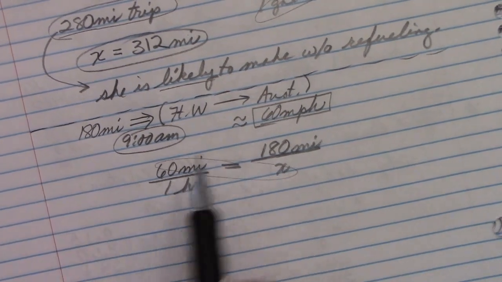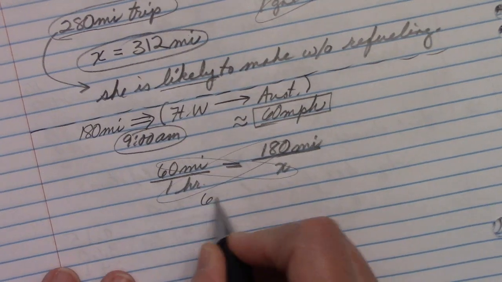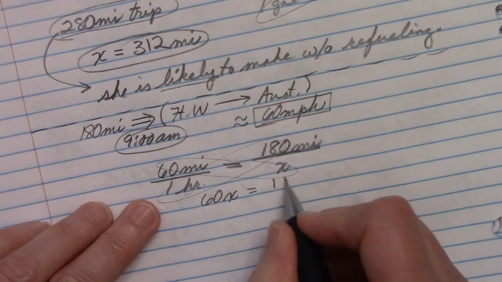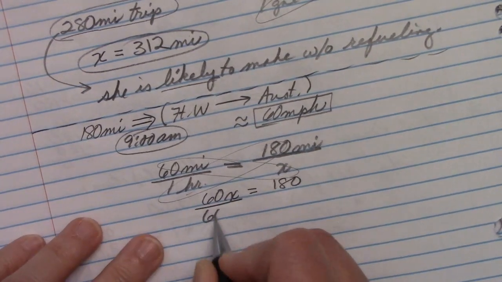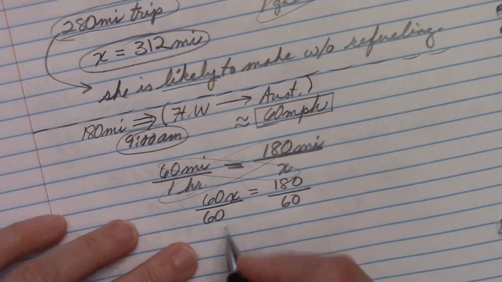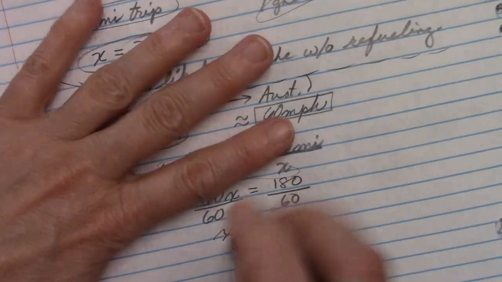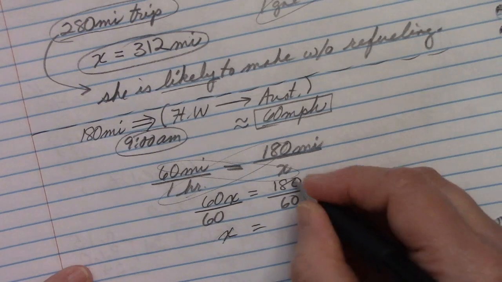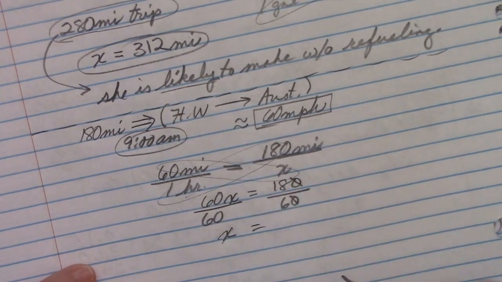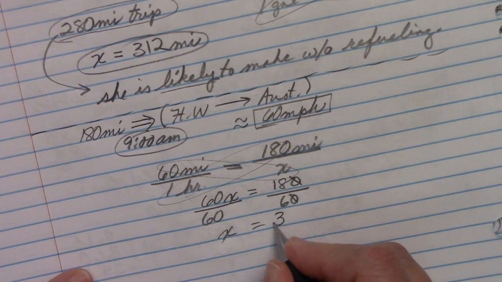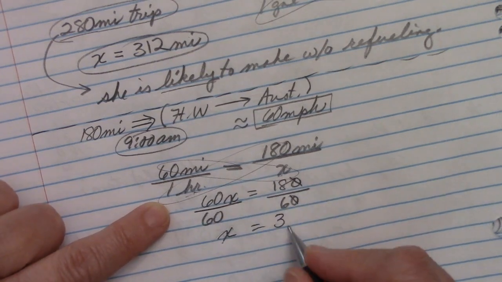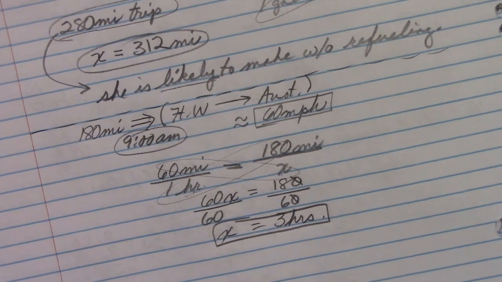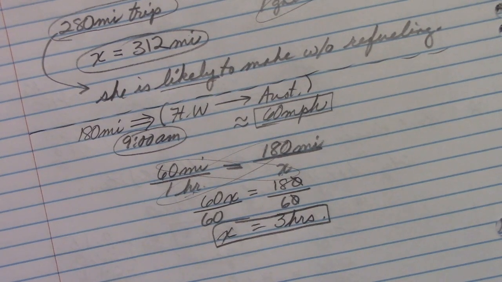If we do our cross products, we have 60 times x, which will be the hours, and 1 times 180. And you can see if we divide both sides by 60 that we will have x. This would be the number of hours. We can get rid of those zeros, and 6 goes into 18 how many times? 3, so hours to hours on the bottom. Her trip will be 3 hours, but they didn't want to know how many hours her trip will take.